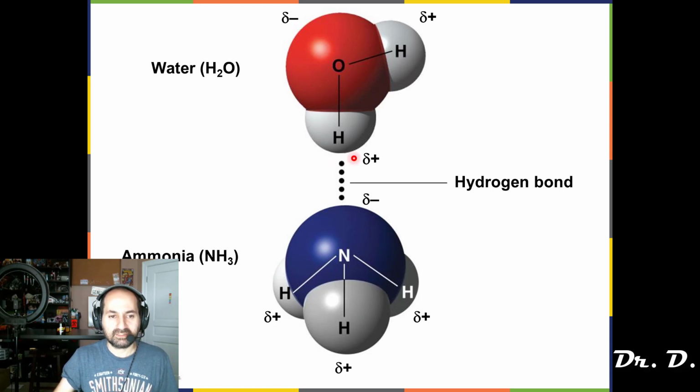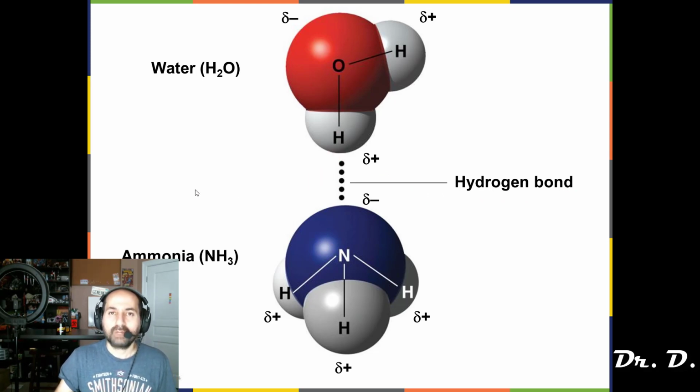And does it make sense how they're interacting? Look, the partially positive hydrogen on the water interacts with the partially negative nitrogen on the ammonia. And do you remember what the dotted lines denote? The dotted lines denote a hydrogen bond, which is simply defined as a weak interaction between two partial charges. Okay, so here's the thing.